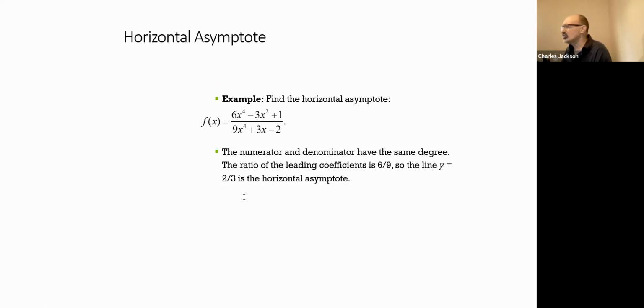The answer is not just the number 2/3, okay? And it will not count as mastery. It's not enough evidence of mastery just to say the number 2/3, because if you just do that, I don't know that you know that a horizontal asymptote is a line. And a line is given by an equation. So you have to say it's the line y equals 2/3.